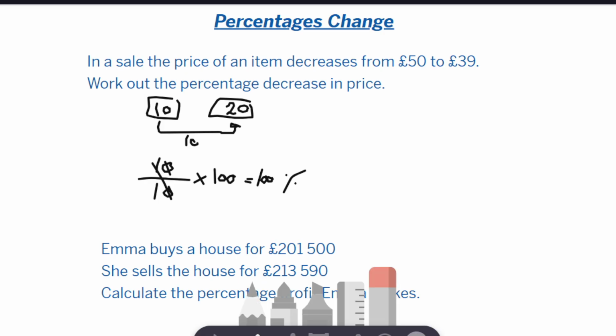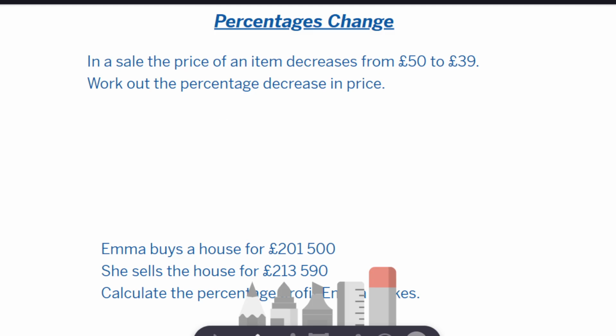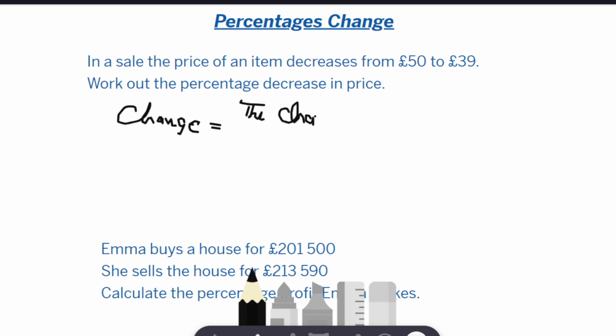So the idea is you need first to find the change and then divide by the original and then multiply by 100. And that's it. Let's write that here. So the percentage change is equal to the change itself, how much it changed, divided by the original amount, times 100. And that's it, we finished.